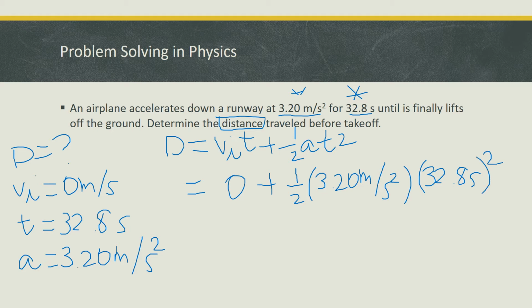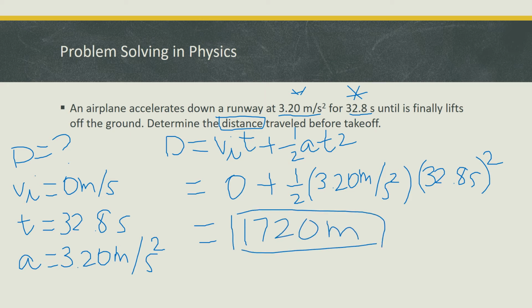So the last thing I have to do is put these values in my calculator to solve for my final answer. And once you plug them all into your calculator, you should get to 3 significant figures, 1,720 meters traveled. I like to put a box around my final answer, just like I put a box around distance since that was the problem I was solving for.